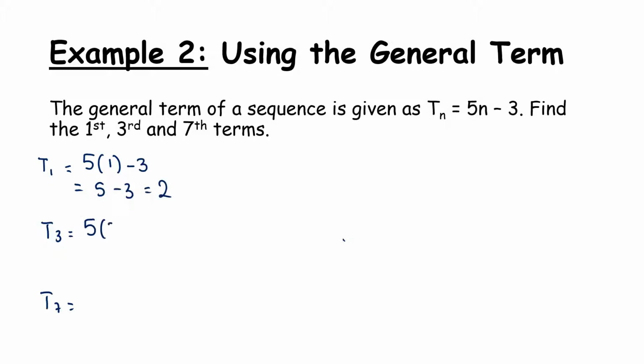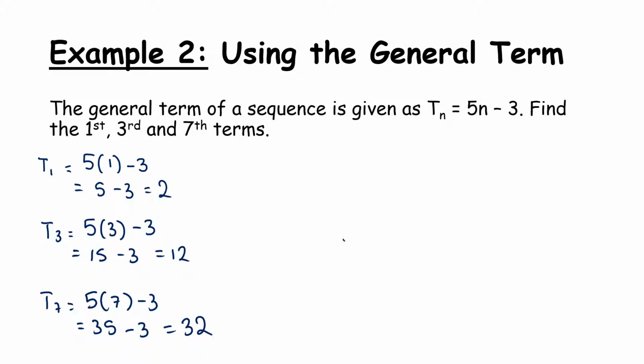Here we have 5 and we're subbing in 3 instead of n. Minus 3, 15 minus 3, which is 12. 5 times 7 minus 3, which is 35, minus 3, which is 32. So we have our three values of the first, the third and the seventh term very quickly using that general term. So how would we work out the general term or the nth term given a sequence?